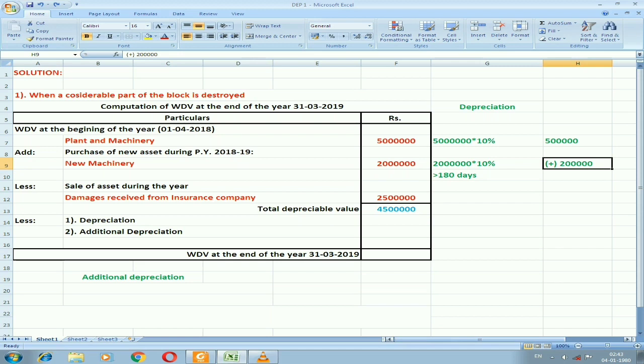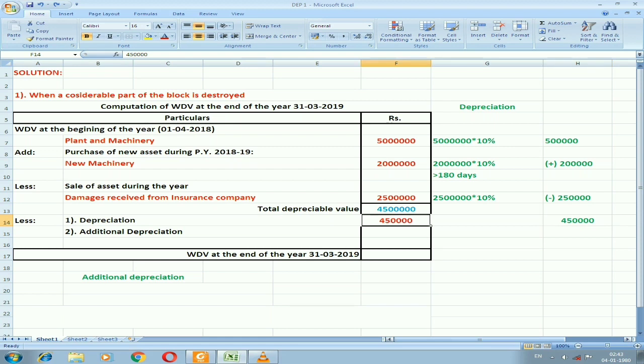Next, I need to find out the depreciation on 25 lakhs also. It is an income that came through the asset. So 25 lakhs into 10%. So that is the amount of 2,50,000. Now I need to do the total. 5 lakh, you need to add the purchase 2 lakh, and you need to minus 2,50,000. I'll get an amount of 4,50,000. That 4,50,000 I need to enter in front of depreciation.